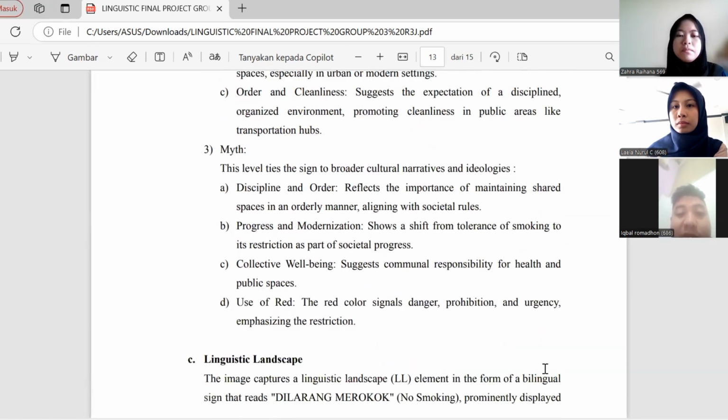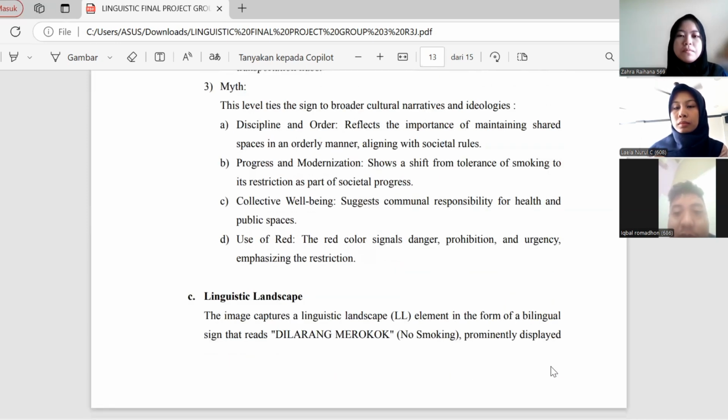This level links the sign to broader cultural narratives and ideologies. A. Discipline and order. Reflects the importance of maintaining shared space in an orderly manner, aligning with societal roles. B. Progress and modernization. A shift from tolerance of smoking to its rejection as part of social progress. C. Collective well-being. Suggests communal responsibility for health and public space. D. Color red. The red color signals danger, prohibition, and urgency, emphasizing the restriction.